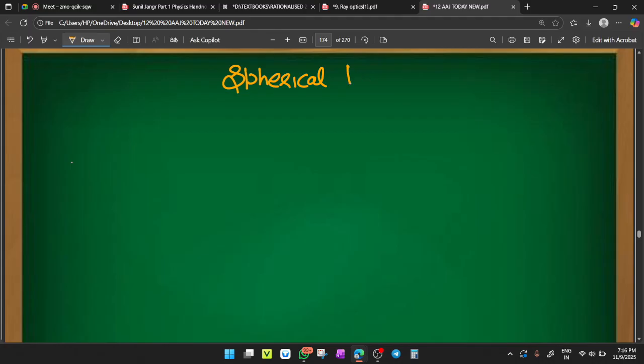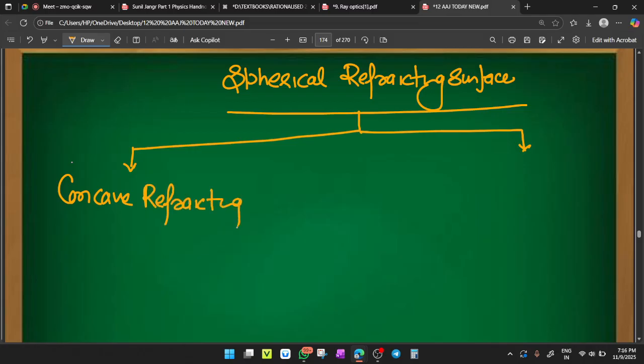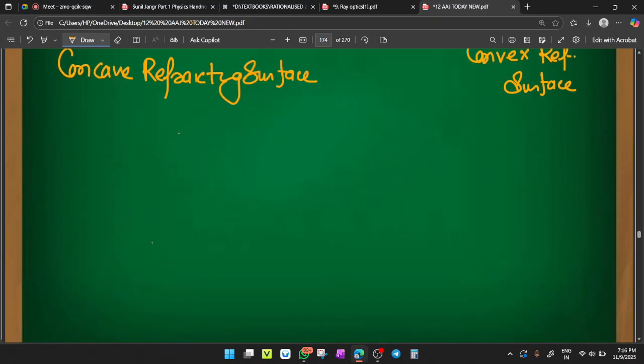So make a clear classification of spherical refracting surfaces. There are two types of spherical refracting surface. One is the concave refracting surface, and another one is the convex refracting surface. Clear, beta? Concave refracting surface, check how it looks. Yes, this is the concave spherical refracting surface.